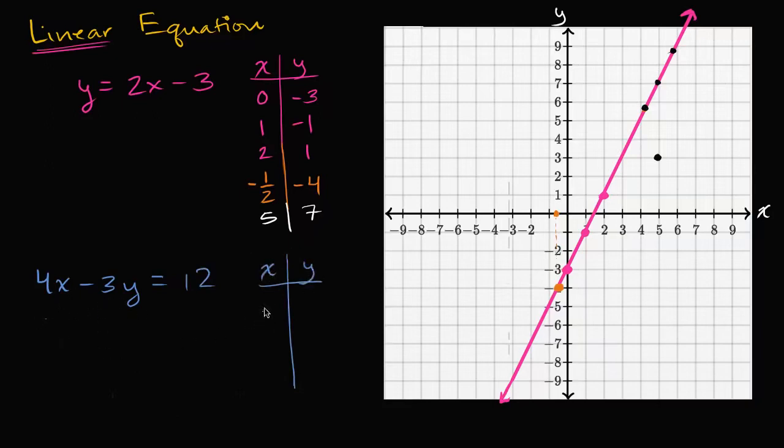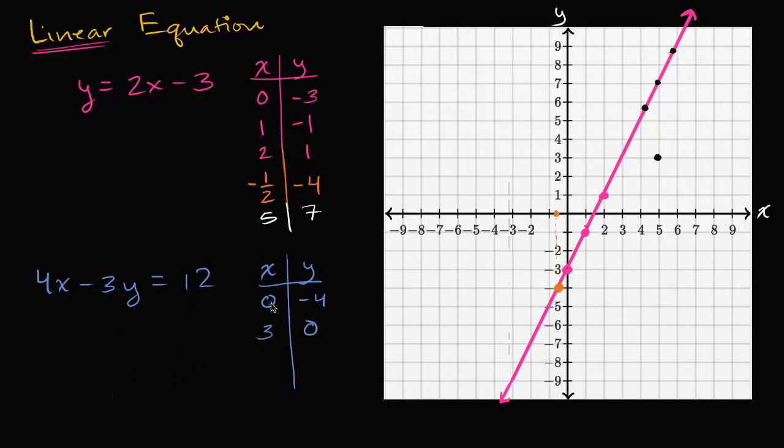If x is equal to 0, then this goes away and you have negative 3y is equal to 12. If negative 3y equals 12, then y would be equal to negative 4. So (0, negative 4). You can verify that: 4 times 0 minus 3 times negative 4 is going to be equal to positive 12. And if y were to equal 0, then this is going to be 4 times x is equal to 12. Well, then x is equal to 3.